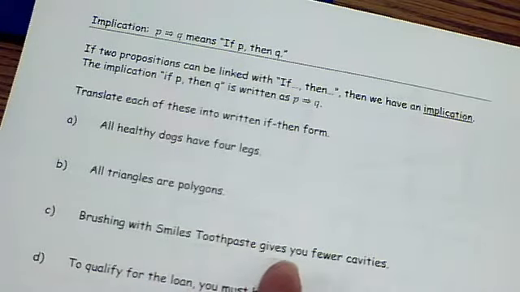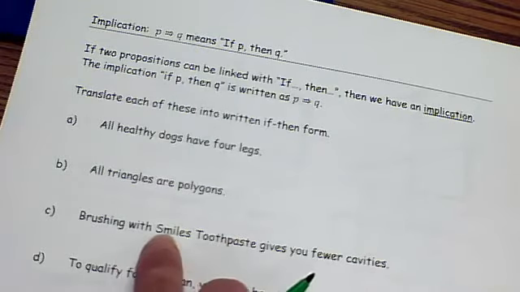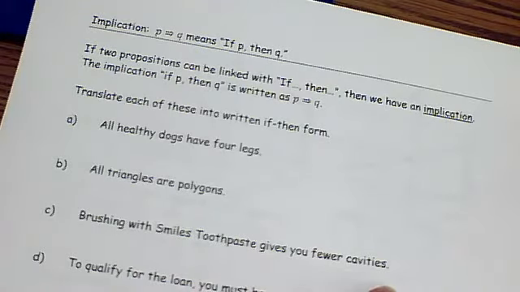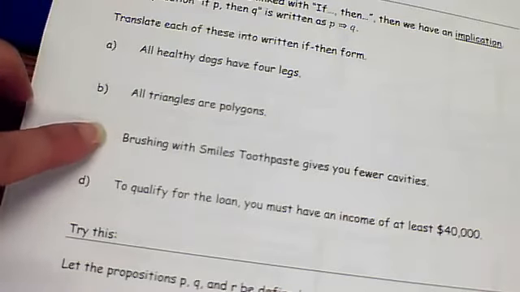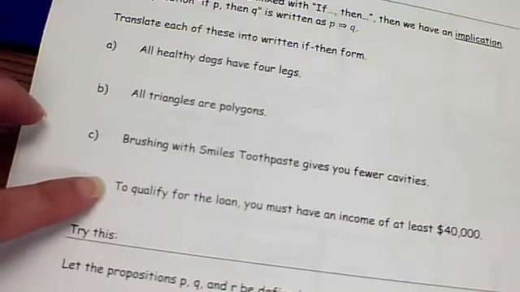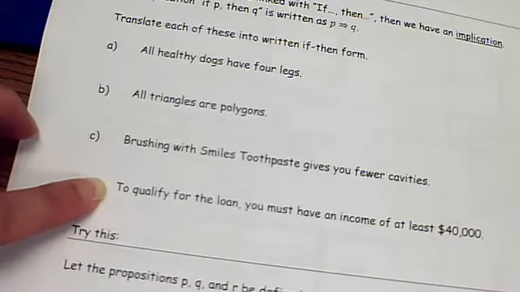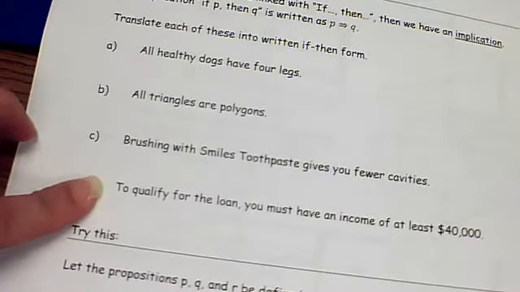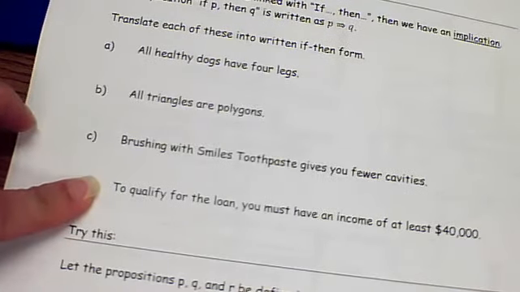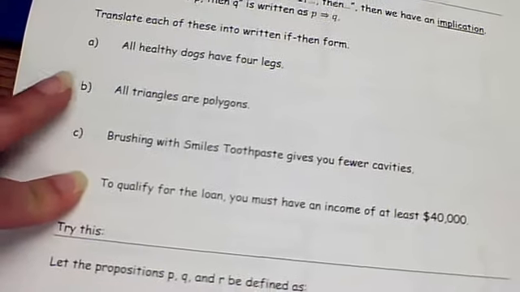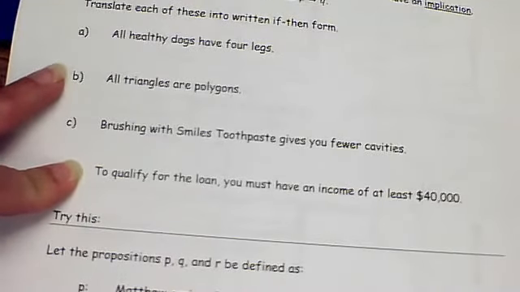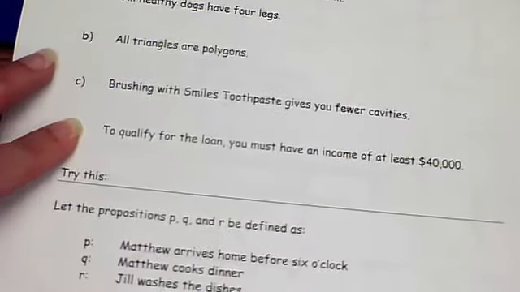Brushing with Smiles toothpaste gives you fewer calories. If you brush with Smiles toothpaste, then you have fewer calories. To qualify for the loan, you must have an income of at least $40,000. So if you want to qualify for the loan, then you must have an income of at least $40,000. Or could you say, if you have an income of at least $40,000, then you qualify for the loan? I think that makes a lot more sense.